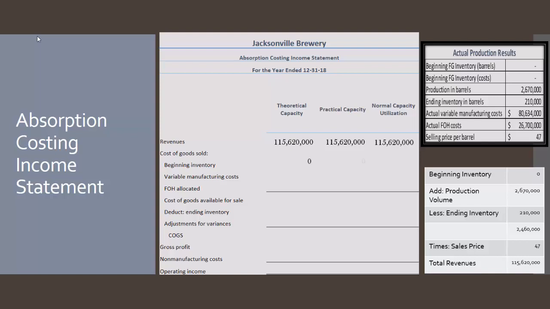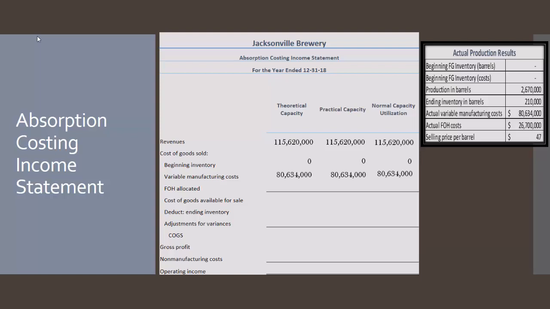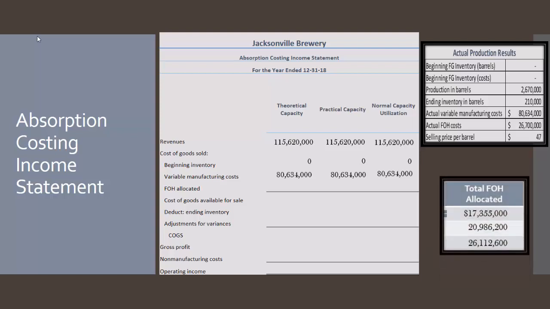For beginning inventory, we're a new company, so that's going to be 0 as well. Our variable manufacturing costs, well, those didn't change either. We had $80,634,000 worth of variable costs. Fixed overhead allocated, however, is a different story. As we did in our chart, under theoretical capacity, we would have allocated $17,355,000. Under practical capacity, we would have allocated $20,986,200.